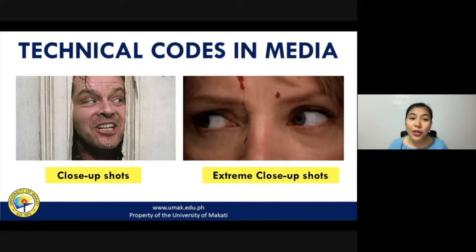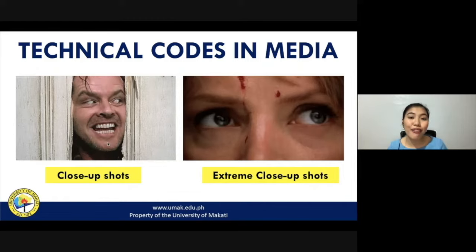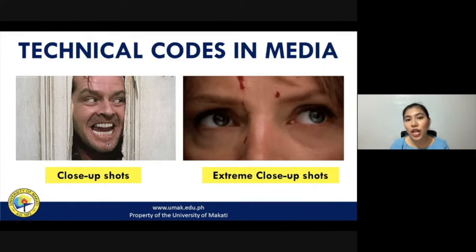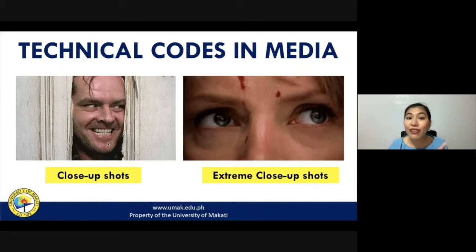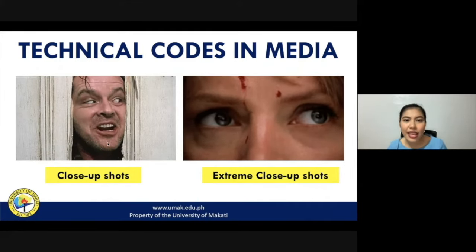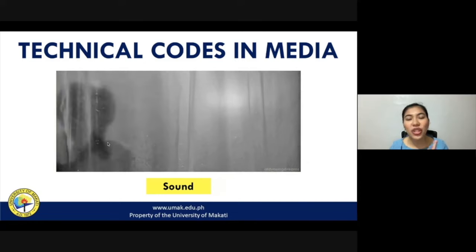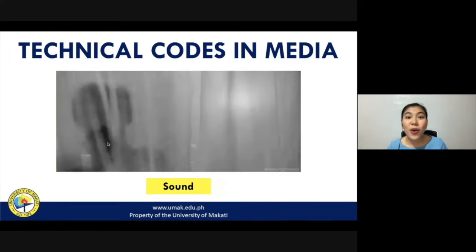Camera shots are also considered to be examples of technical codes. Close-up shots, for example, give emphasis to certain characters, certain situations, or certain images presented in media. Extreme close-up shots usually zoom in on specific body parts such as the eyes, the skin, or a specific object that is essential to that particular scene. Camera lighting and set lightings are also considered to be technical codes. Another technical code used in media is sound, which is very important because it builds up emotion, tension, and feelings among the audience.